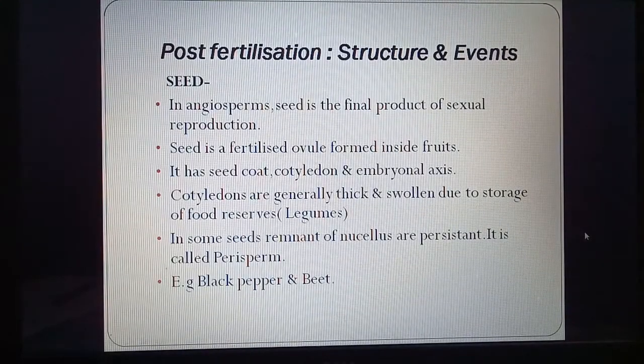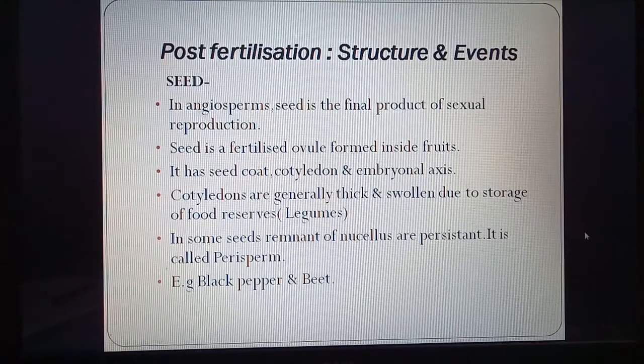Now seed. In angiosperms, seed is the final product of sexual reproduction. So the final product of sexual reproduction or fusion is the seed. We can define seed as a fertilized ovule, and it is formed inside fruits. The seed has three main parts: seed coat, cotyledon and embryonal axis. The cotyledons are generally thick and swollen because they have large food reserves, for example legumes or pulses.